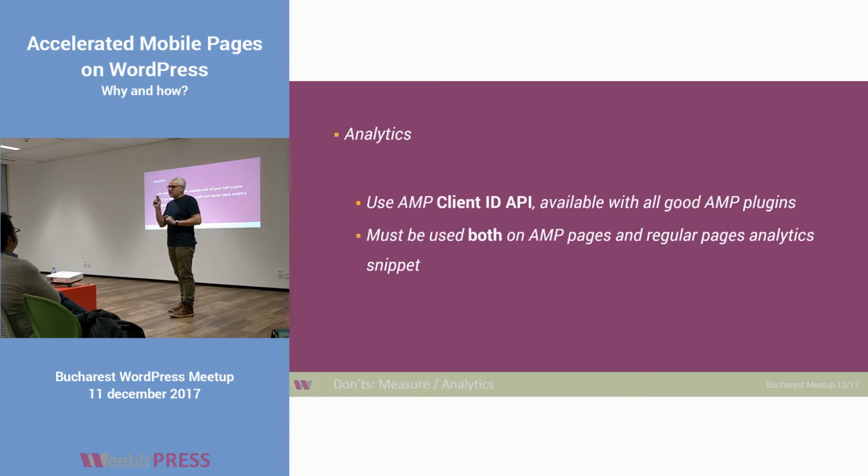Lastly, no, it's not the last one. There's analytics. There's a small trick. You need to use a specific client ID API. I don't want to get into the details, but you just need to pay attention to that. Our plugin is doing it. We need to add a specific analytics instruction in the code so that it works with AMP. And this code has to be also added to your standard pages, to your regular pages. Good analytics plugins for WordPress are going to do that anyway. Just pay attention.